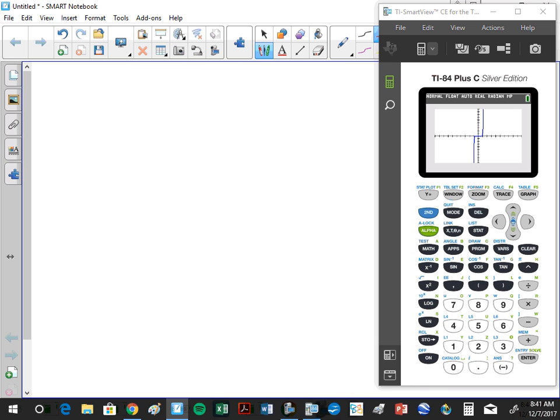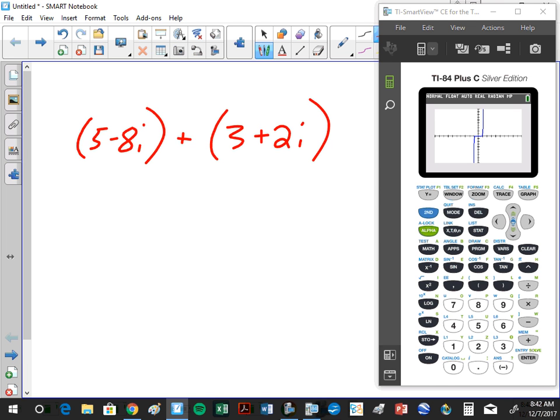So we are going to be adding complex numbers together. If I have 5 minus 8i, and I add that to 3 plus 2i, how do I add those? You just do like terms. So 5 plus 3 is 8. And negative 8i plus 2i would be negative 6i. Does that make sense? Okay.